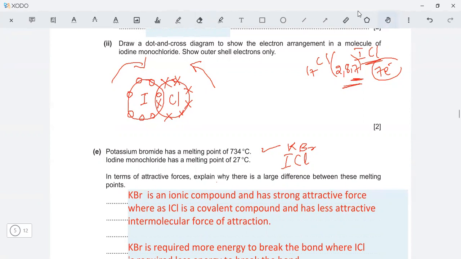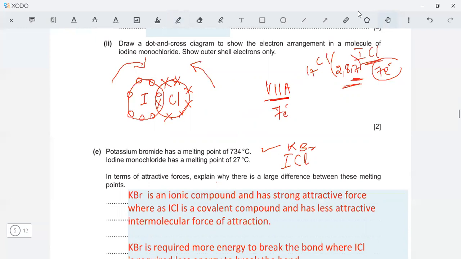So the outer shell electrons. In fact, iodine and chlorine are going to be seventh A group elements. So why is it called a seventh A group element? Because in the outer shell, they will always have 7 electrons. So 7 electrons will be present in the outer shell of a halogen element, in terms of iodine and chlorine.